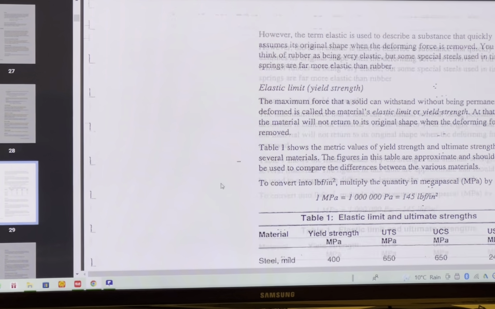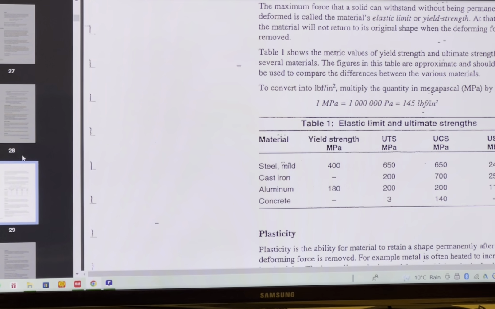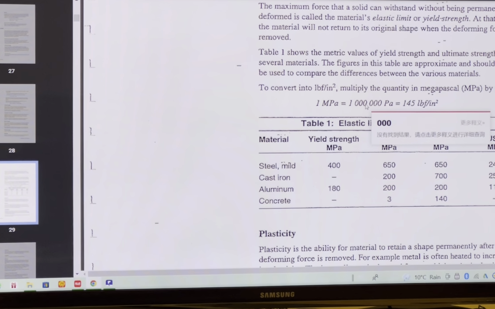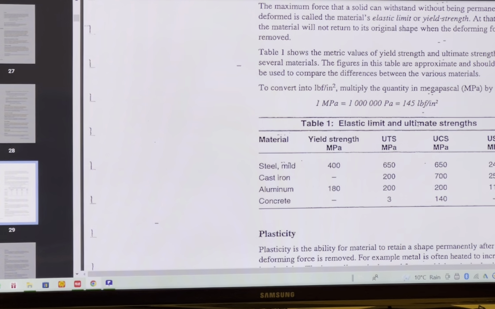Table one shows the metric values of yield stress for several materials. You can remember this part: here is the elastic limit, and here is the ultimate stress, which gives you the ultimate strength. Here, yield stress.